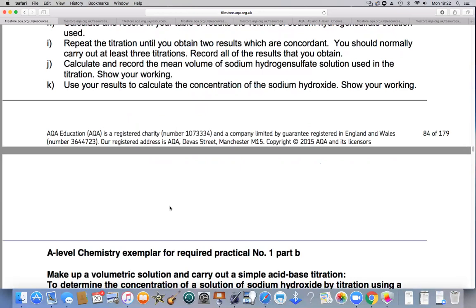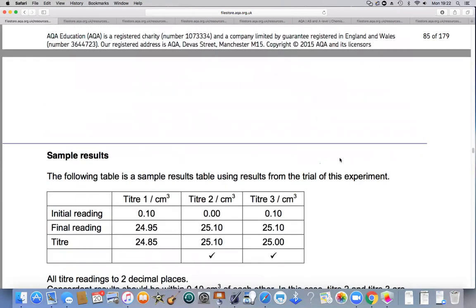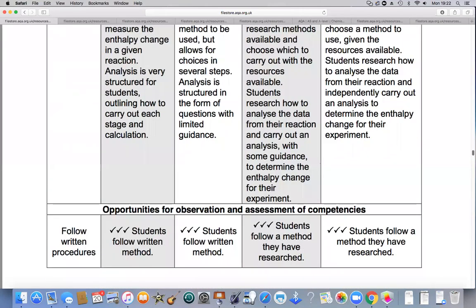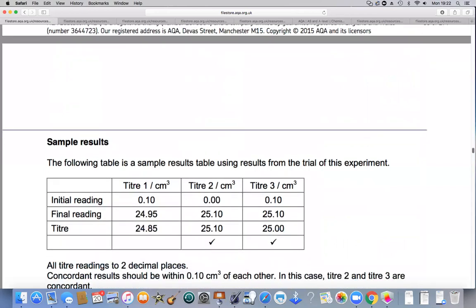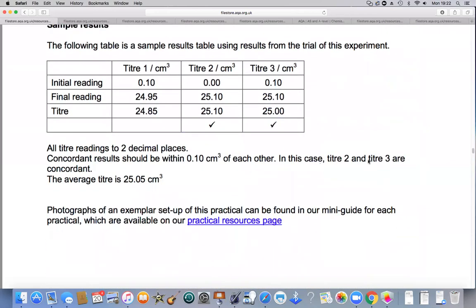So if we just move it on a little bit, let's have a look at some of the results that you might get. Here are some of the results. Good chance that you might be asked to analyze or process some results. So you should know that here are your results, initial, final, titer. You should know that concordants are meant to be within 0.10 of each other. And if you calculate an average, the average should be to 2 decimal places.